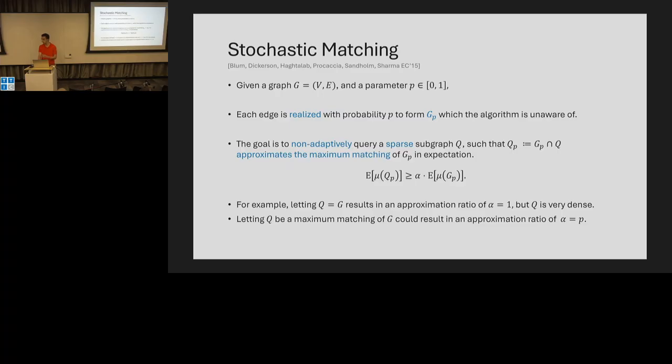Another example would be querying a maximum matching in G. Then the queried subgraph is pretty sparse, but the approximation ratio can be bad. For example, if the graph is a complete graph and P is constant or even log n over n, then with high probability, this realized subgraph GP is going to have a perfect matching. On the other hand, the specific edges that the algorithm has queried are going to be realized with only a probability P, which means the approximation ratio is going to be P, which is not desired.